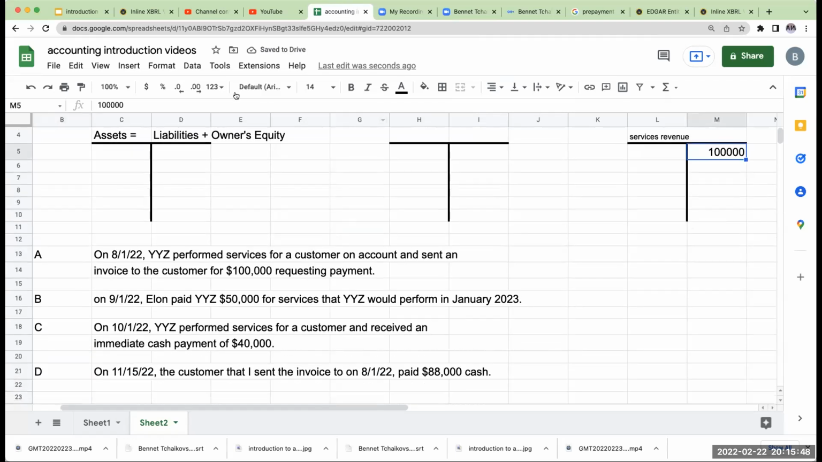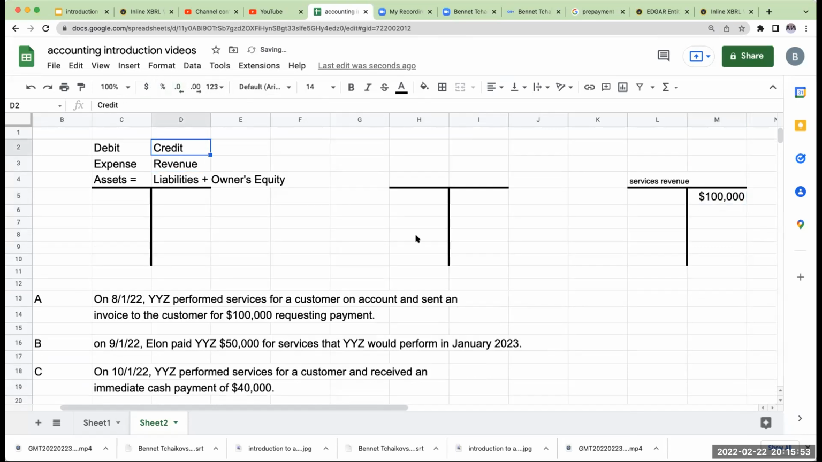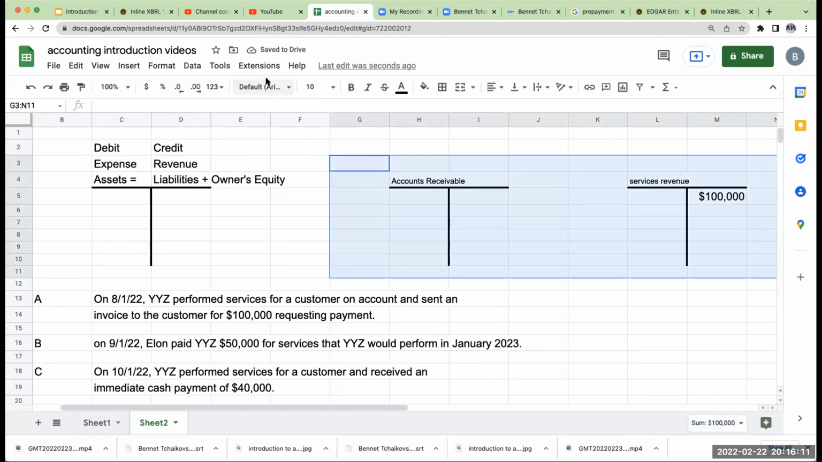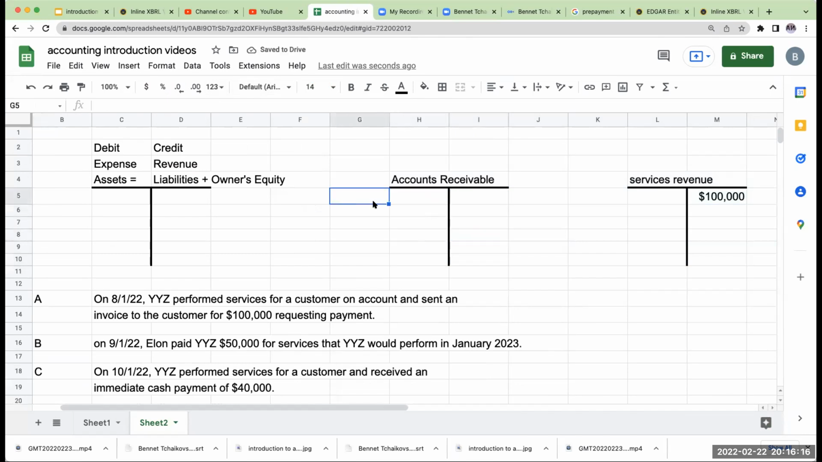So I'm going to credit services revenue for $100,000, right? Revenue credit. Now, I'm not getting cash, but does the customer owe me money? And the answer is yes. So what I'm going to do is I'm going to debit accounts receivable. What type of account is accounts receivable? That is an asset. It's giving me future economic benefit because I need to get paid by my customer. So I'm going to debit accounts receivable over here for $100,000. Okay, let's go to the next one.